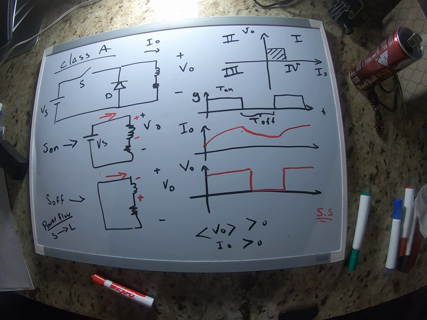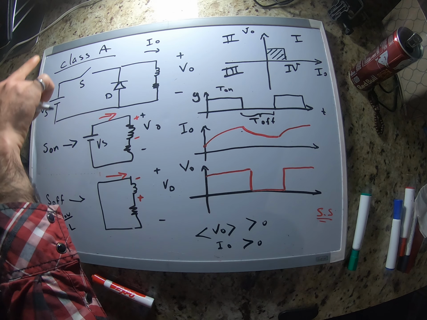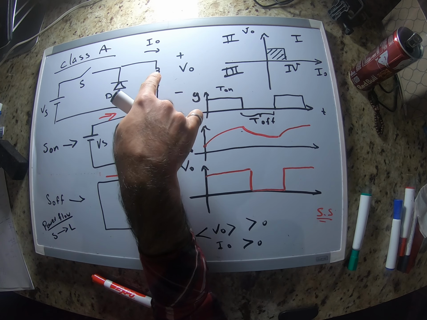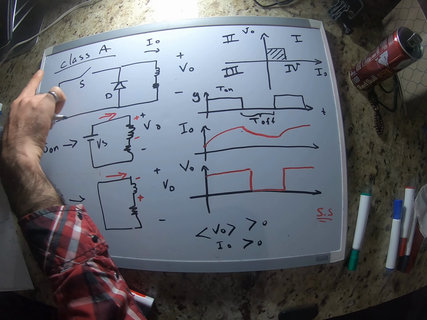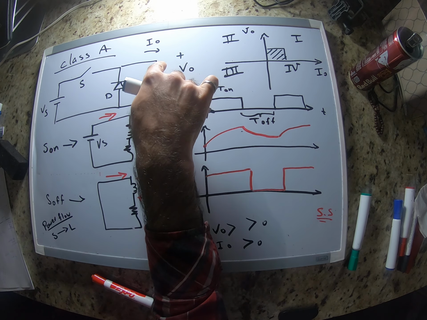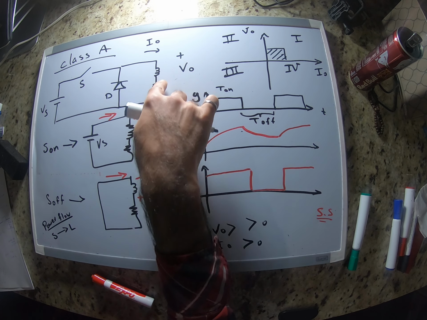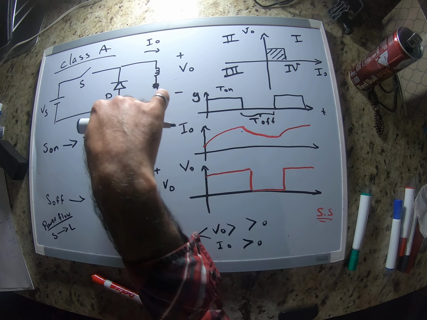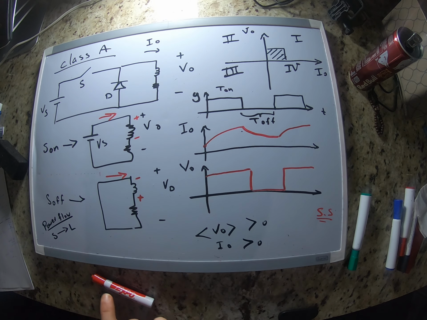Okay. Once we have the switch on, we store the energy inside the inductor, and once the switch is open, the energy stored in the inductor releases through this resistor using this freewheeling diode. Okay, so that was the first class I wanted to discuss.